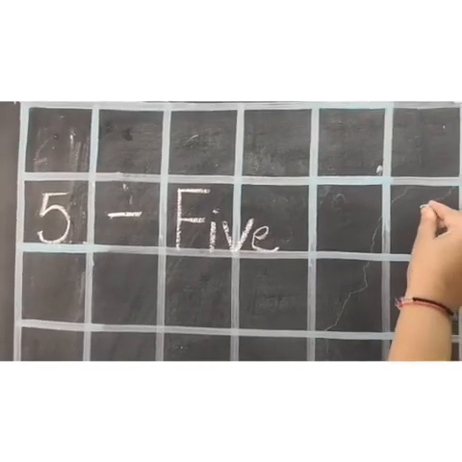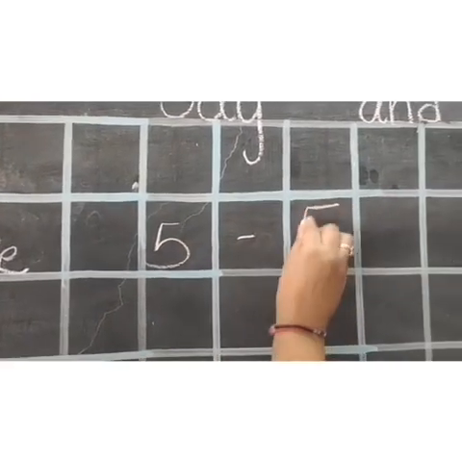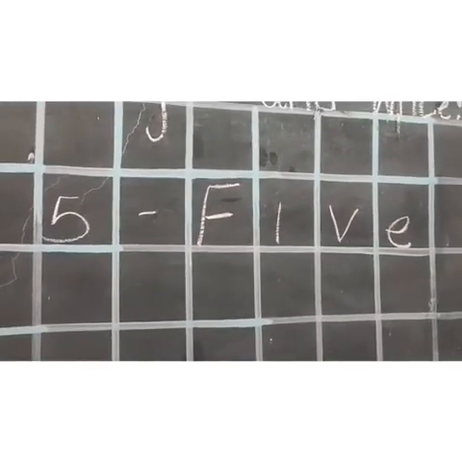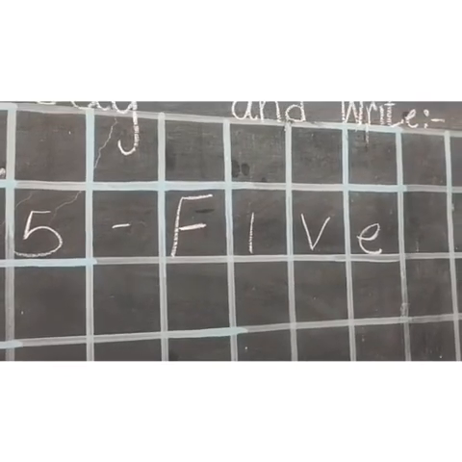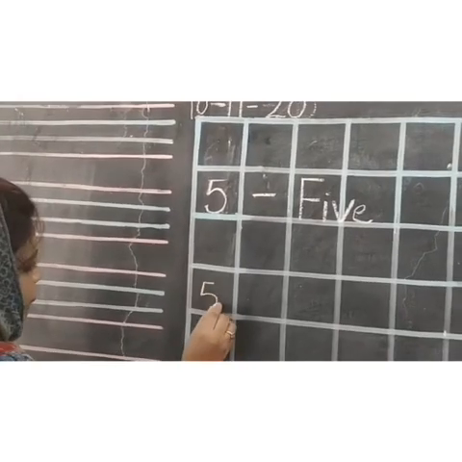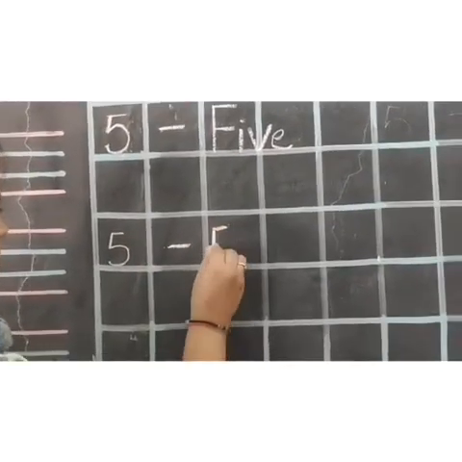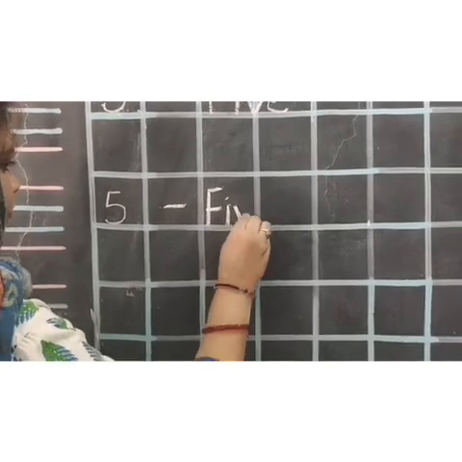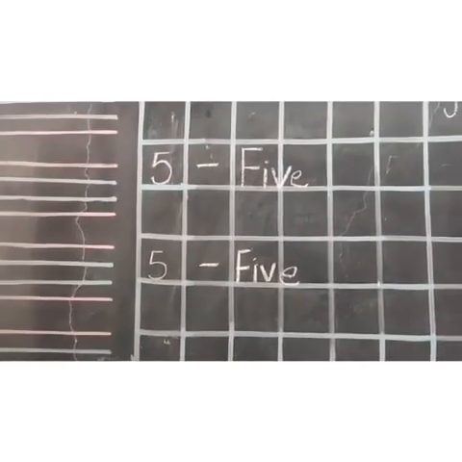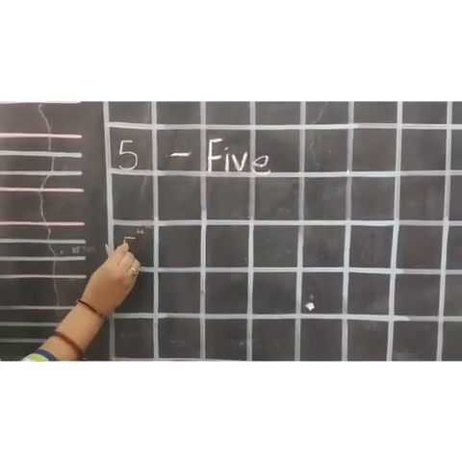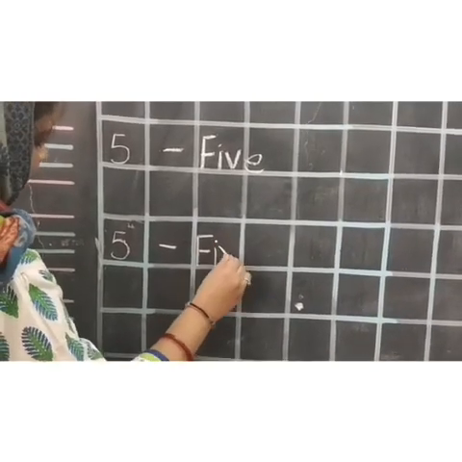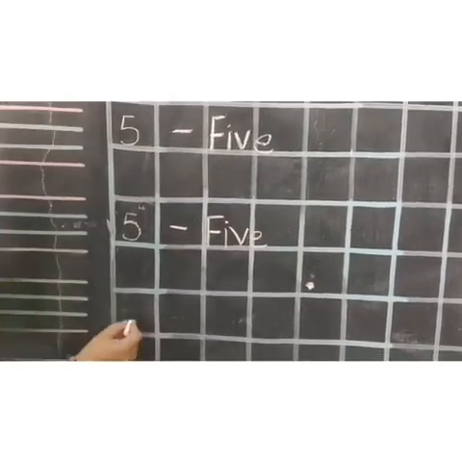Some children are writing like this. Wrong this is. You must not write like this. This is wrong. Now leave one box and write 5. F I V E. In this way only you will write, children. Don't write 5 5. Leave one box again, write 5. F I V E.